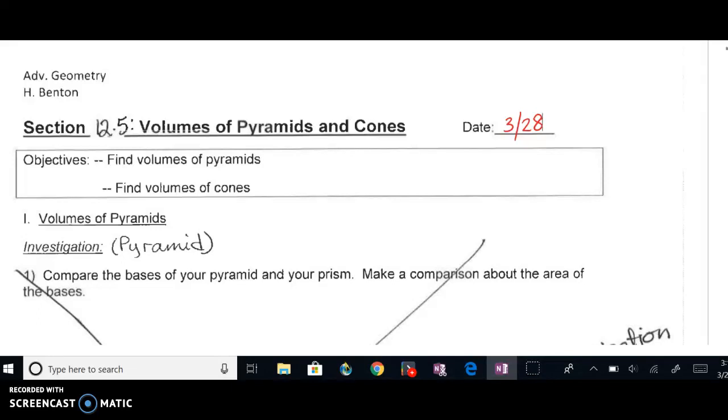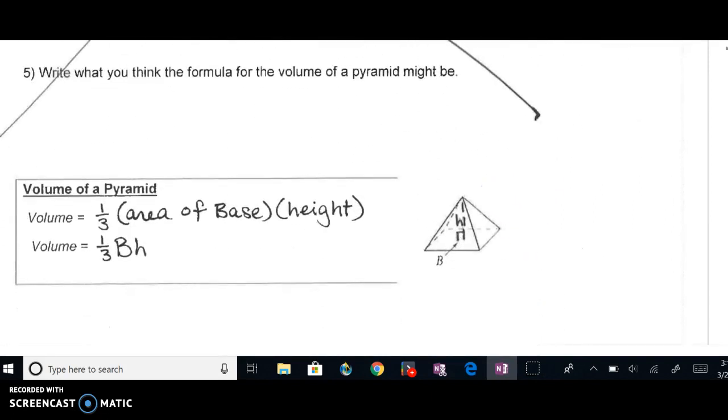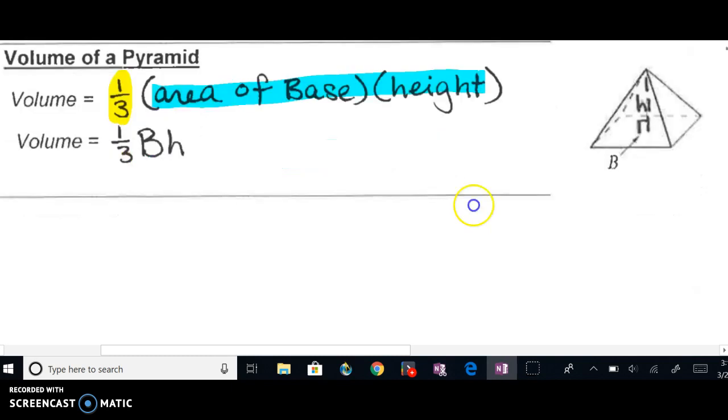Okay, so now we're going to look at volumes of pyramids and cones, and we're going to skip over these investigations since I'm not here with you today. The volume of a pyramid, the formula is the same as it was for a prism. The only difference is it's now 1/3 of that. So a prism was just base times height, area of the base times height, and this is 1/3 of that, 1/3 base times height.